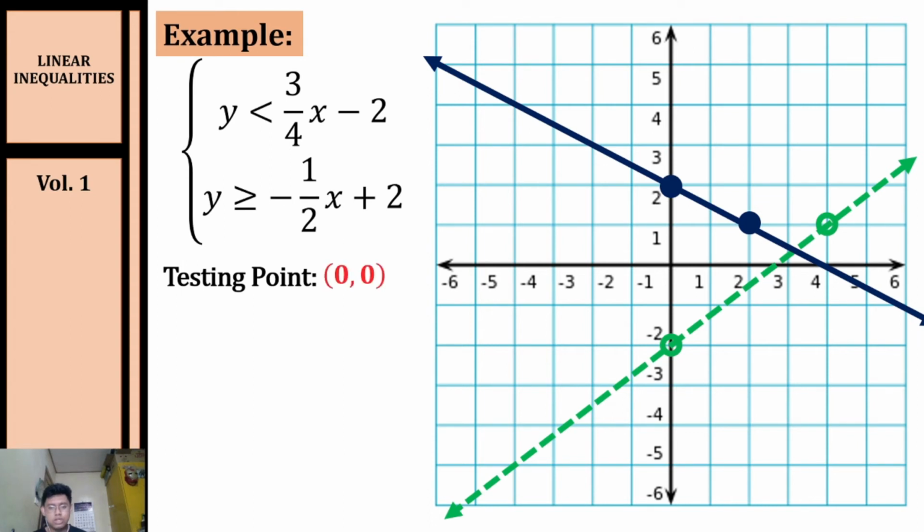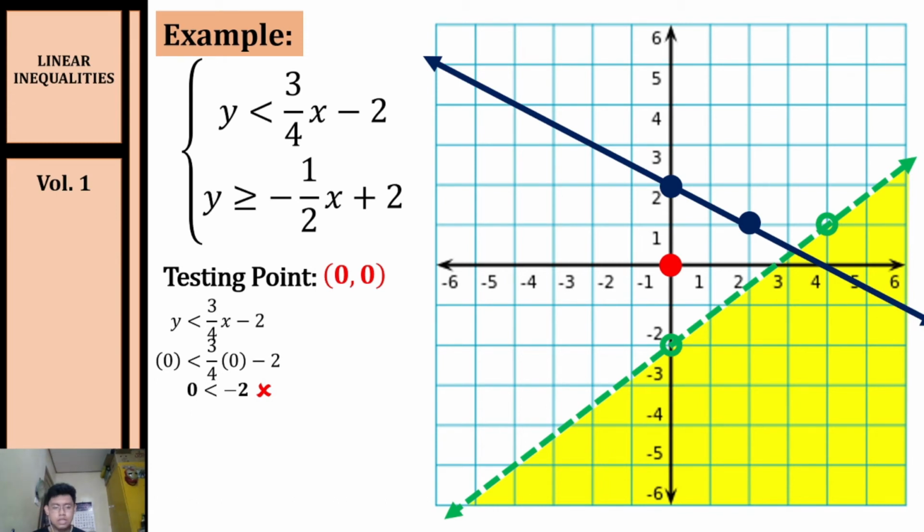So let's use (0, 0) as our testing point. Now let's test our first inequality. Let's substitute (0, 0) into our first inequality. Simplifying, we will end up with 0 is less than negative 2. So it did not satisfy our inequality. Therefore, we will shade the lower part of our graph.